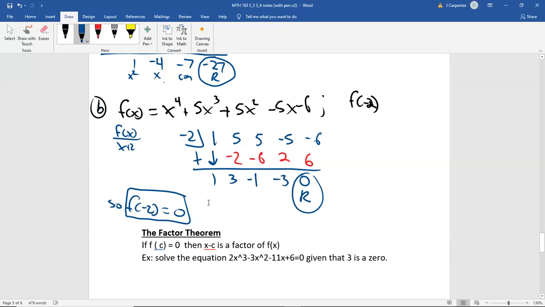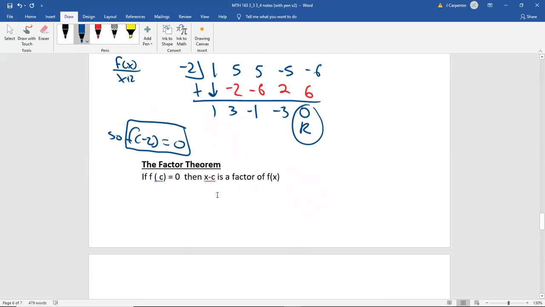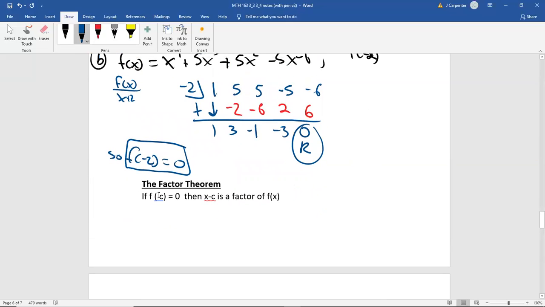So the factor theorem says if some evaluation is 0, then x minus c is a factor. Again, that just goes back up to what we had.